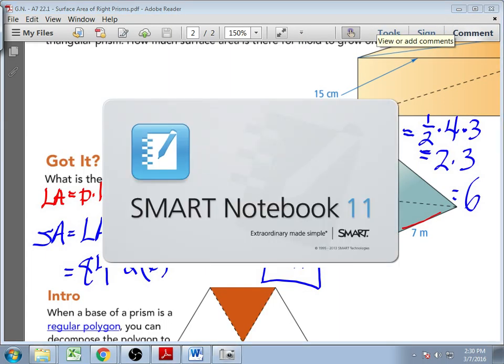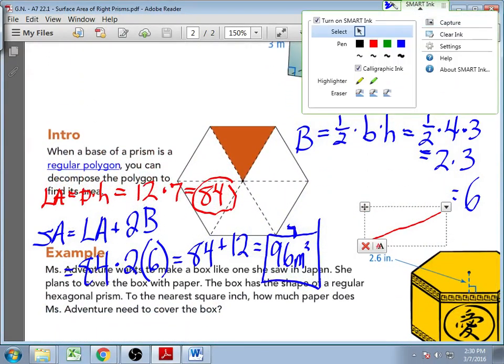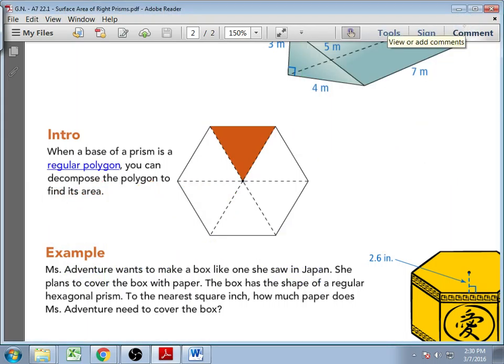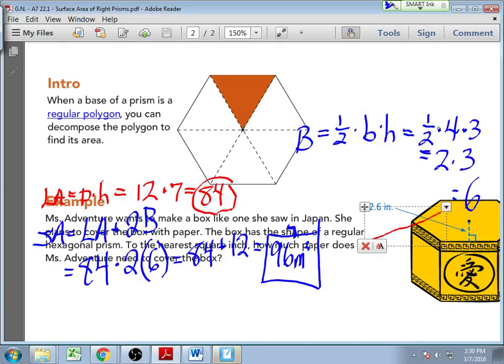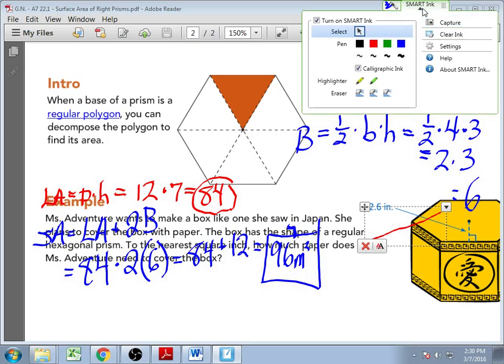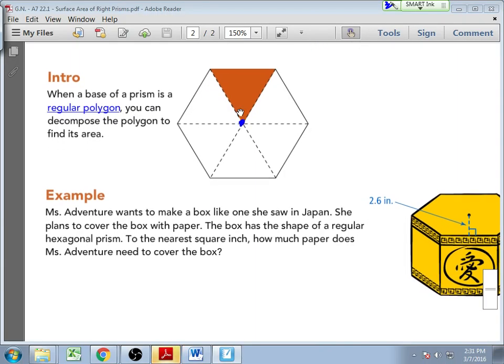Now when the base is any other kind of shape, so let's say a hexagon or a pentagon or anything like that, when we have regular polygons, we know that we can break up any regular polygon into all equal triangles. So this regular hexagon, I can break up into 6 isosceles triangles, because I know that the distance from the center out, those are going to be the same to each other.